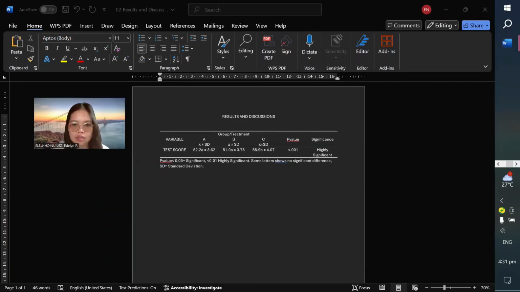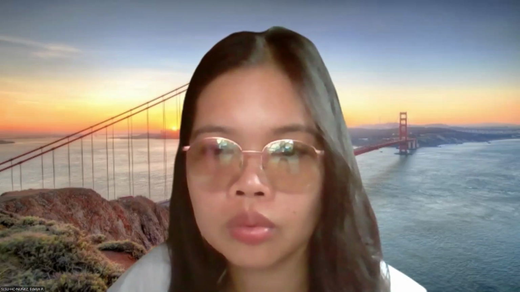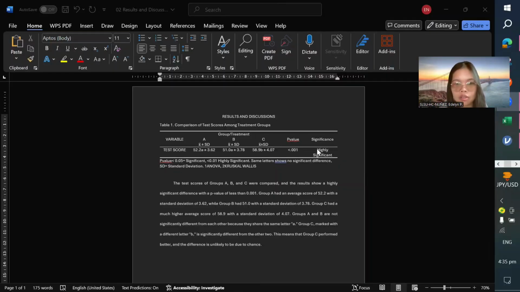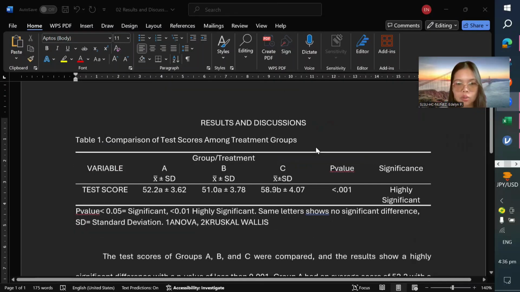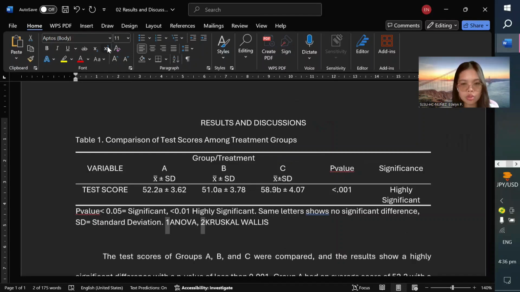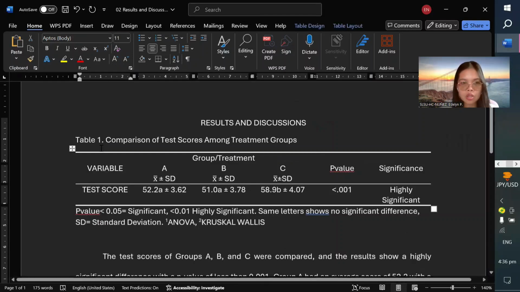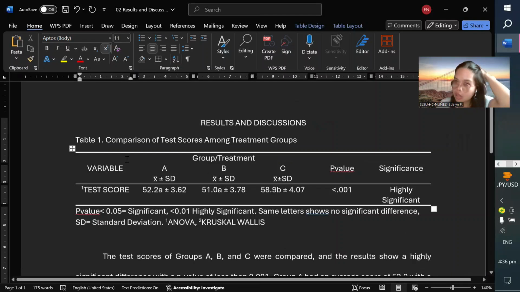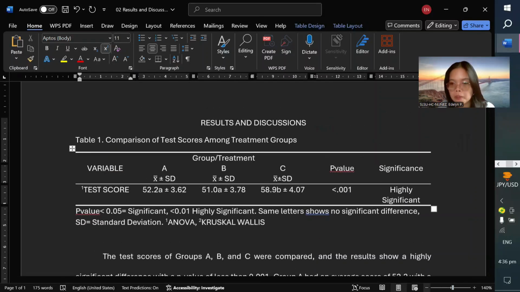All right, let's discuss it. We have here the identification of whether the test used to test the difference is ANOVA or Kruskal-Wallis. You will have to superscript it, and since we use ANOVA, our superscript here is 1. Then you have the table name: comparison of test scores among treatments, and then you have the discussion.